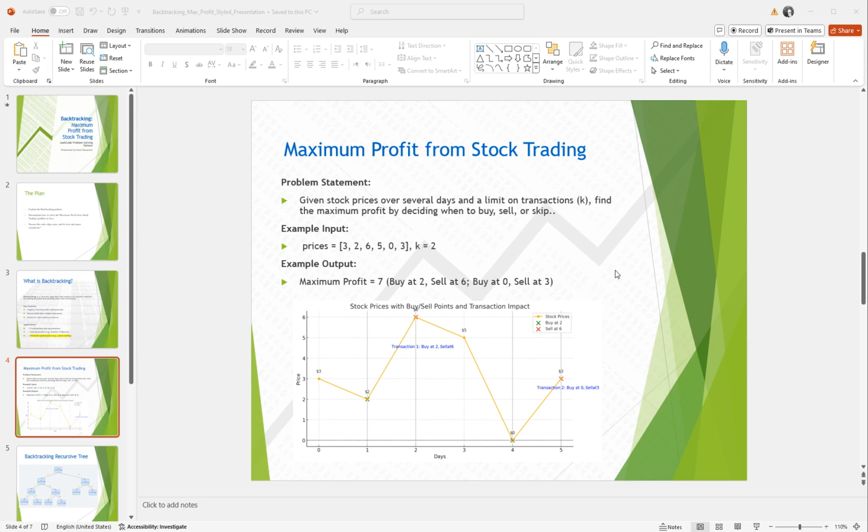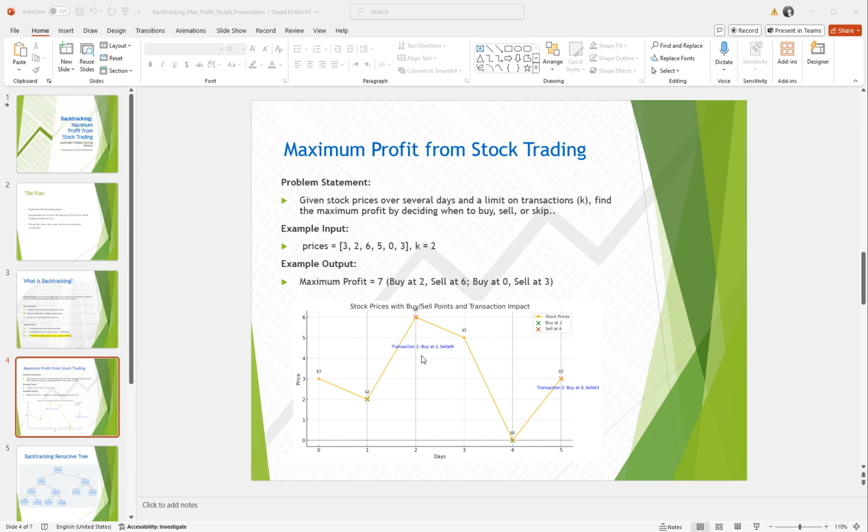So I have stock prices over several days and I have only two limit transactions, and I have to find the maximum profit by deciding when to buy, sell or skip. So we have prices like day 0, we have 3, 2, 6, 5, 0, 3.